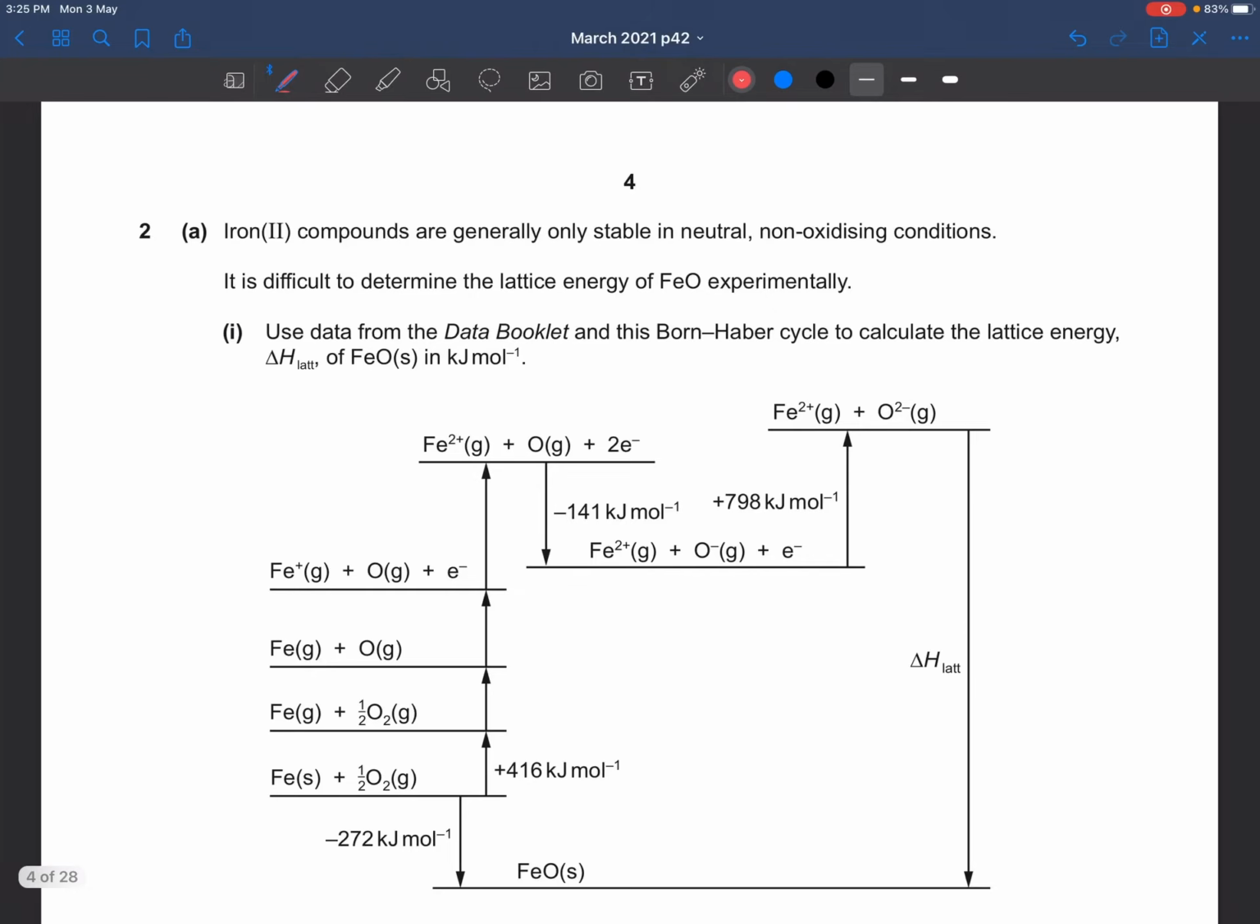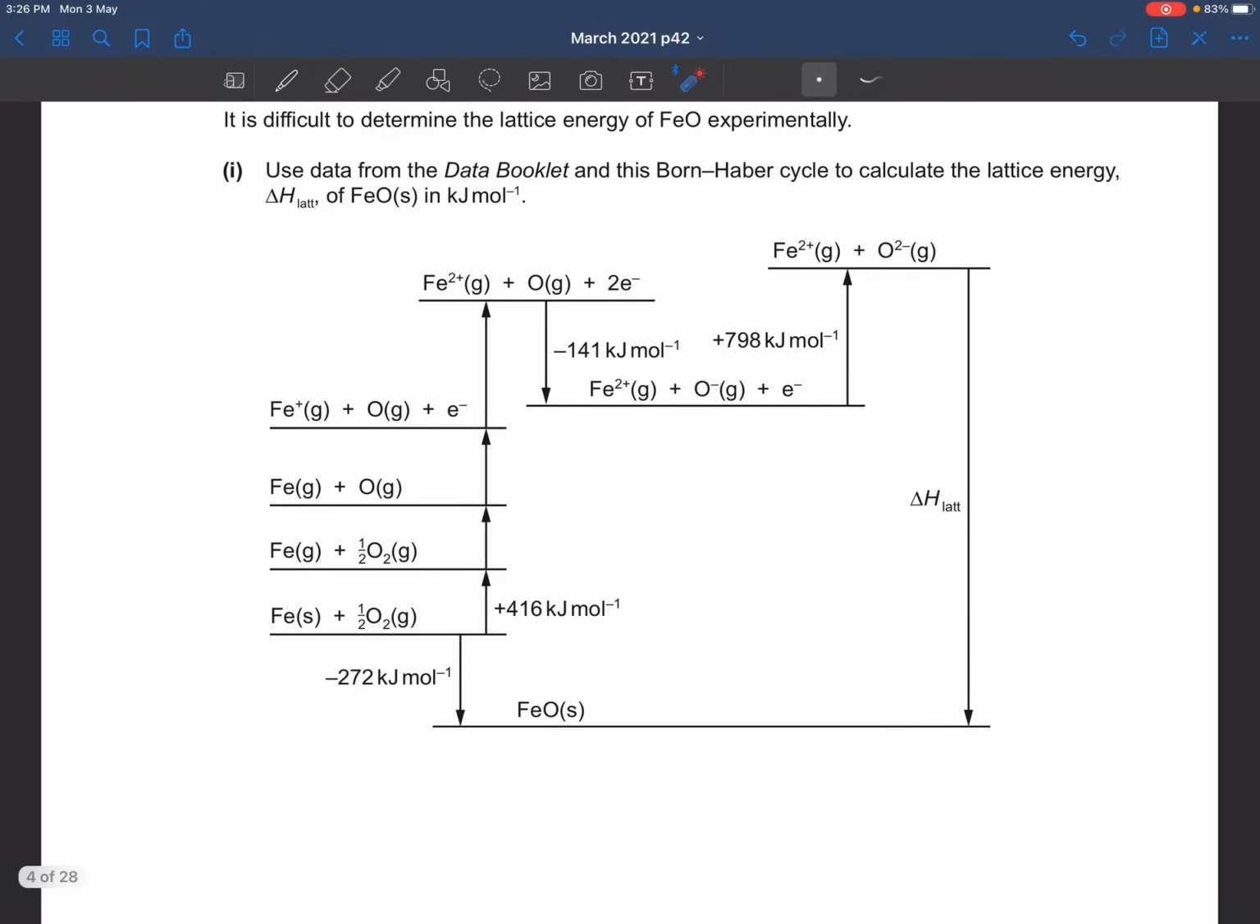Now, question number 2 relates to Born-Haber cycle. Iron 2 compounds are generally only stable in neutral, non-oxidizing conditions. It is difficult to determine the lattice energy of FeO experimentally. Use data from the data booklet and this Born-Haber cycle to calculate the lattice energy of FeO in kilojoules per mole. So this is a pretty simple question. We just have to calculate this delta H lattice. They've already given us the formation. This is delta H formation.